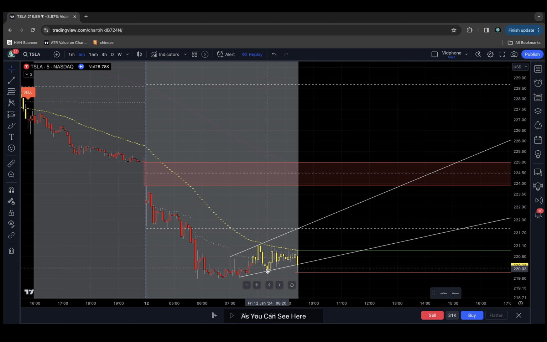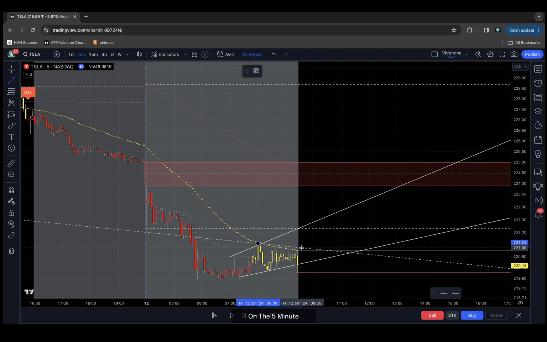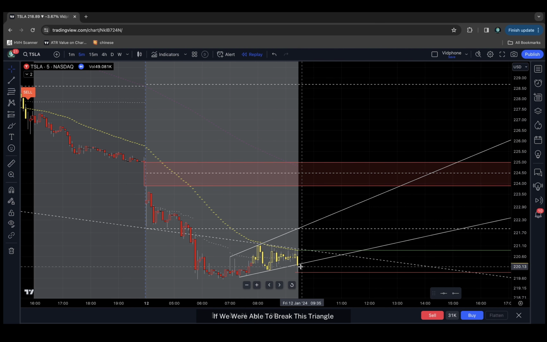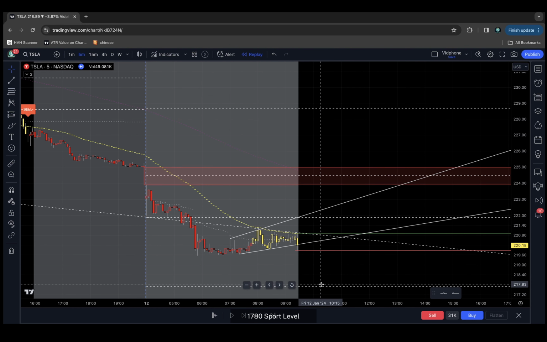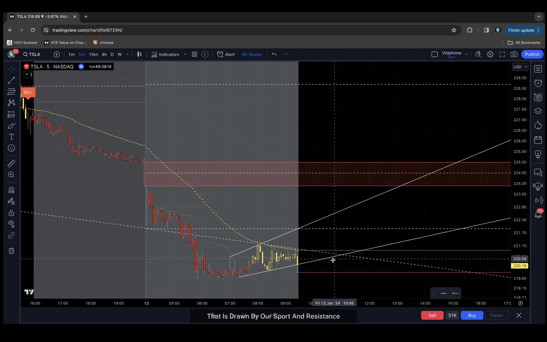As you can see here on our 5-minute time frame, we were looking at this upward trending channel, and we were forming a triangle on the 5-minute. If we were able to break this triangle and break the 219 level and break our ORB level, which is that red line, we would have a very, very nice sell-off. The next level below our 219.50 level is our 217.80 support level that is drawn by our support and resistance, right?